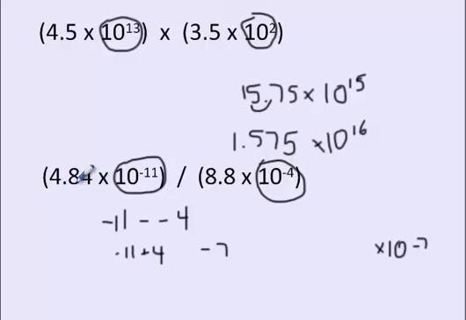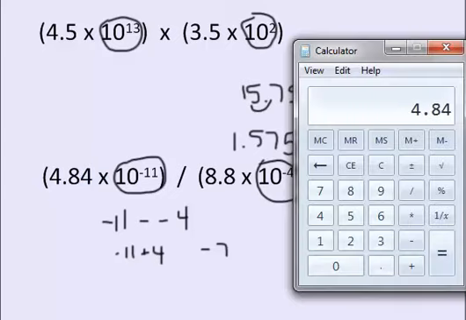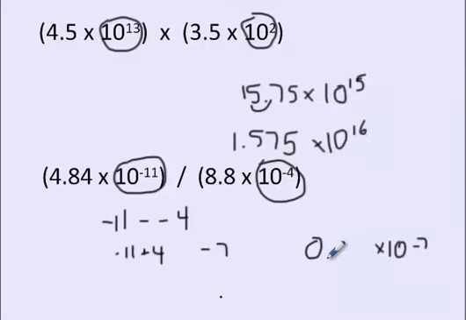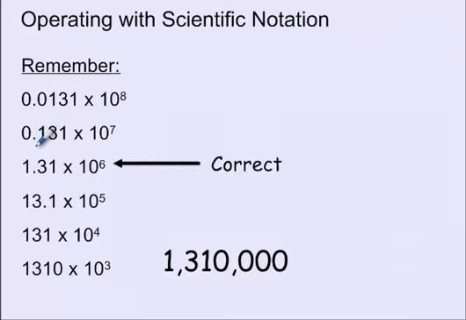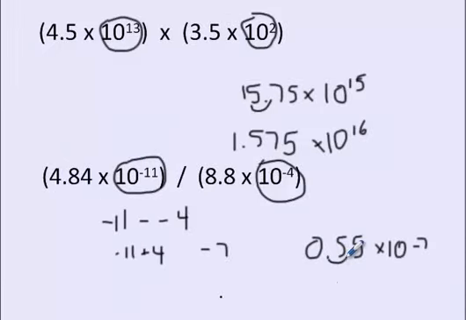Now let's figure out the decimals. 4.84 divided by 8.8. So 0.55. So what do you see that's wrong? We have a 0 here, right? So what did we do before when we had that problem? We moved that decimal over to the right, and we dropped that number down 1. So we're going to do that again. Move that decimal over to the right. We have 5.5. Move this number down 1. That'd give us negative 8. Right? That's 1 smaller than negative 7. So it'd be 5.5 times 10 to the negative 8. And that would be our answer for that one.